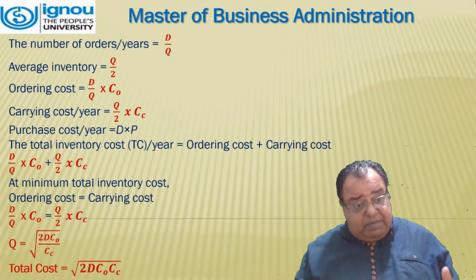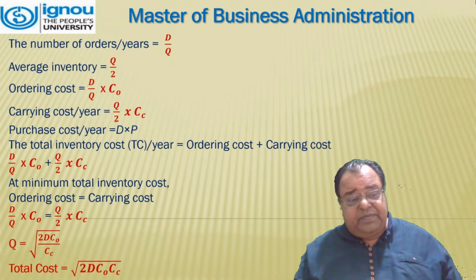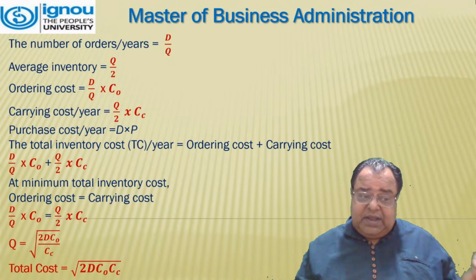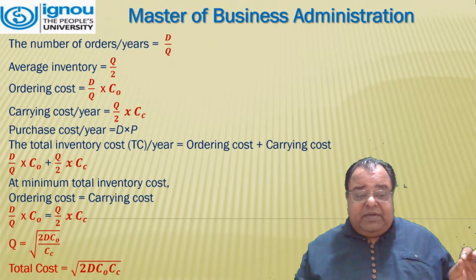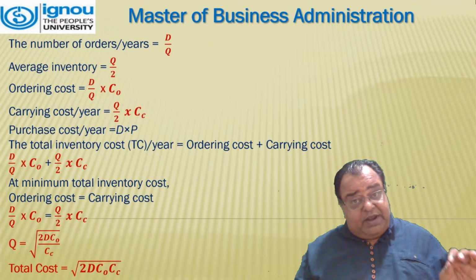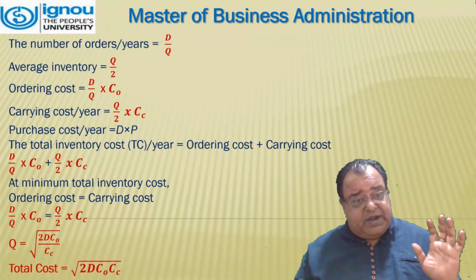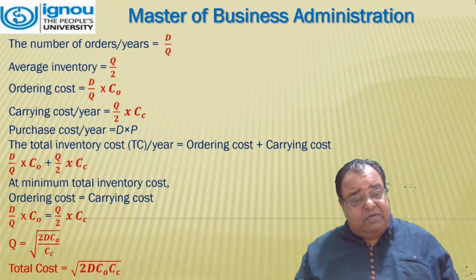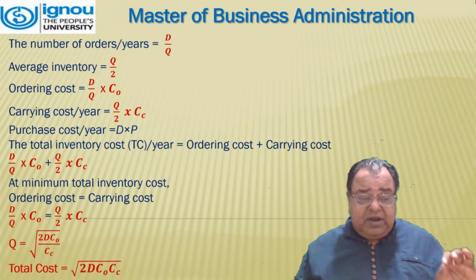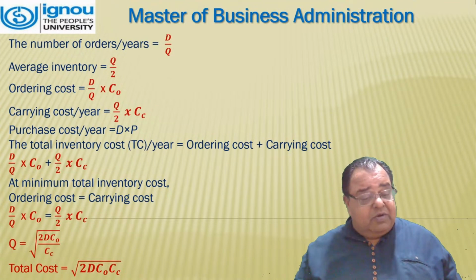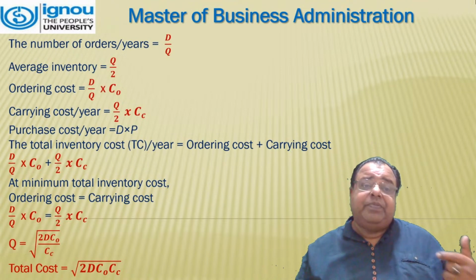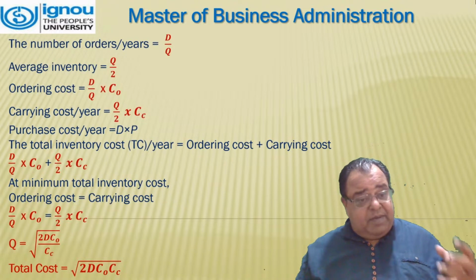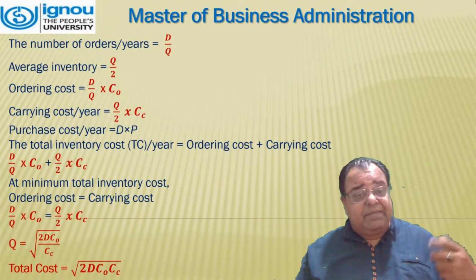Now, at minimum total inventory cost, as we have discussed earlier, ordering cost will be equal to carrying cost. From this, we can find out the value of the quantity required. That is, Q is equal to the square root of 2 times D into C0 upon CC. And the total cost will be the square root of 2D C0 CC. This is basically used for a numerical problem, and this is the basic theory required, the idea behind inventory control.